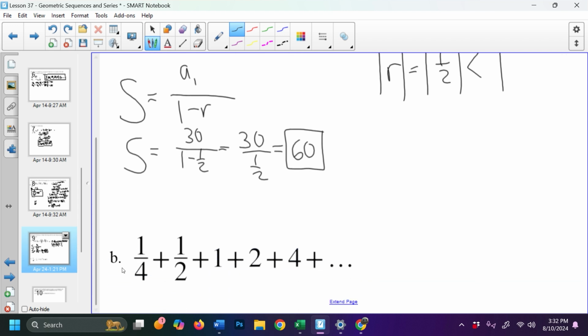Now when I look at this one, 1/4 times 2 is a half. A half times 2 is 1. 1 times 2 is 2. 2 times 2 is 4. This one does not have a sum.